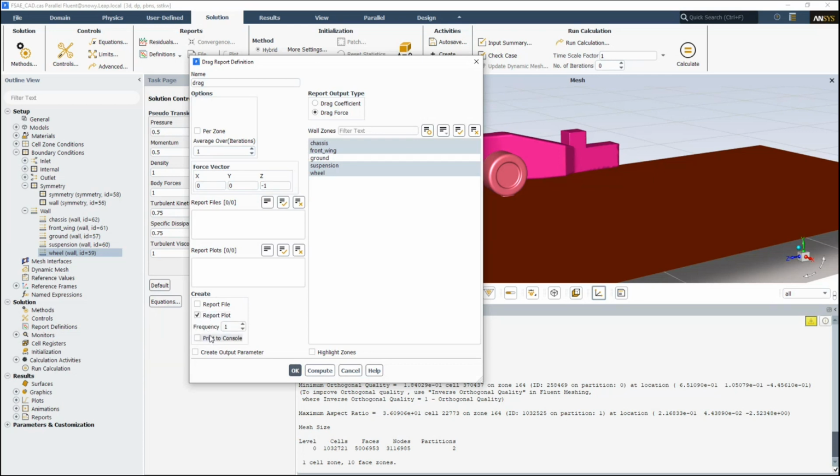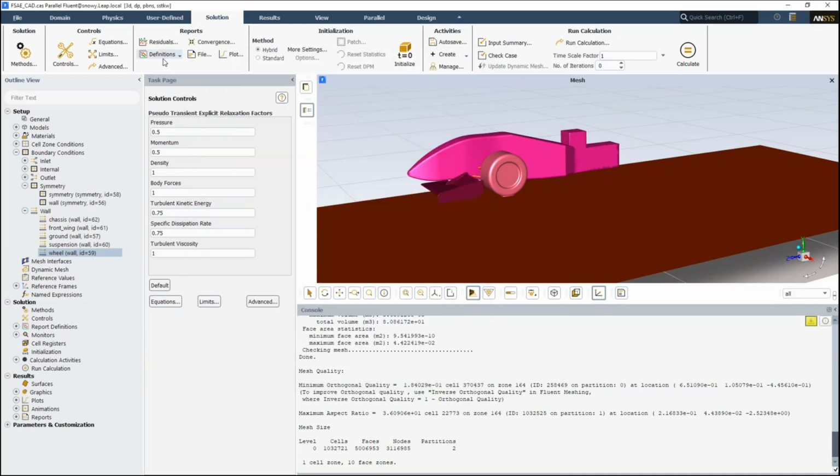And what we're going to do is get a report plot and print to console. The report plot will just mean that it'll show up in here as we're solving the iterations, and print to console means the values will show up in here. We can also create a file that we can post-process ourselves later, but in this case, we're not going to create one of those. So we've got our drag, and we want to do our lift as well.